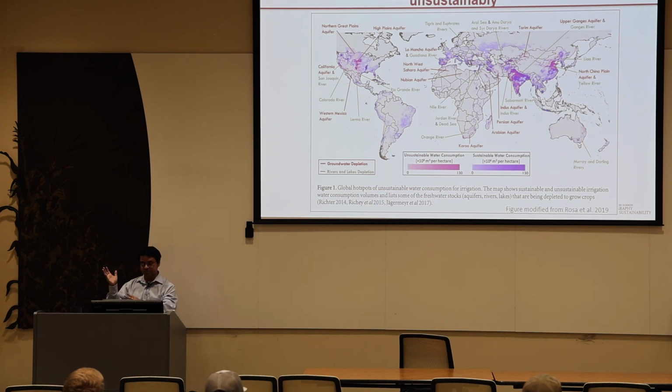And if you look at other regions of the world, like the North China Plain aquifer there on the right, and India in the Indo-Gangetic Plains, those most productive regions of the Earth are using water unsustainably.